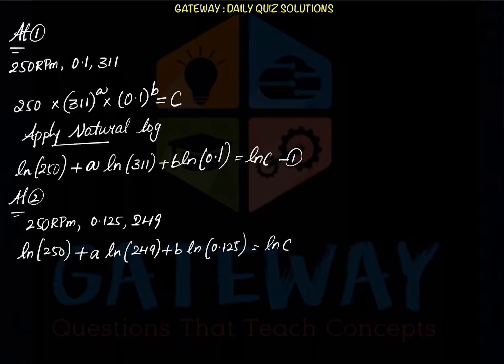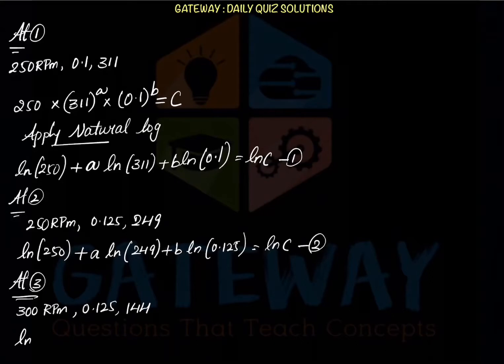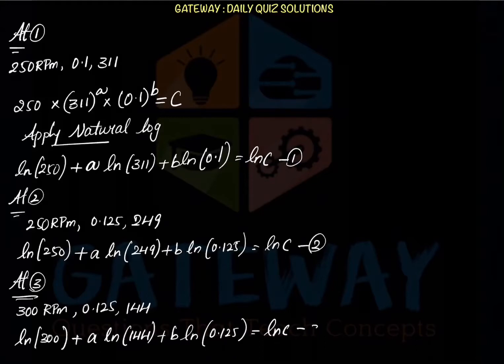That is equal to ln C. This is equation number 2. Similarly, for condition 3, it was given in the question as 300 rpm, and the feed rate is 0.125, and now the number of components is 144. Similarly, after applying the log, we will be getting ln 300 plus A ln 144 plus B ln 0.125, that is equal to ln C.